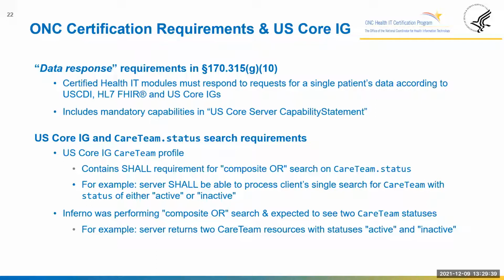And as part of this capability statement, the US Core Implementation Guide CareTeam profile contains a shall requirement for composite OR search on CareTeam.status, so the element status. So essentially the server has to support the ability for a client to search on multiple statuses. So a client could say, for example, give me all CareTeam resources with statuses of active or inactive, and the server should be able to handle that search.